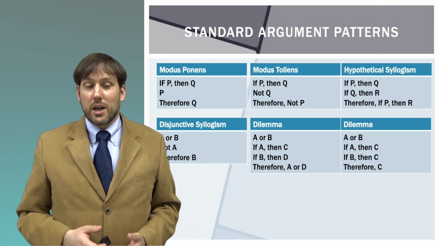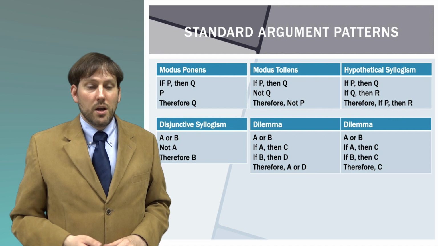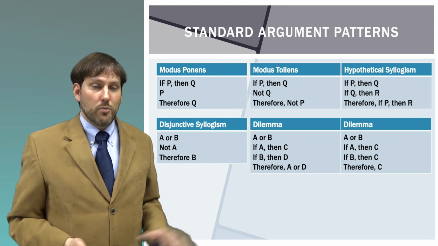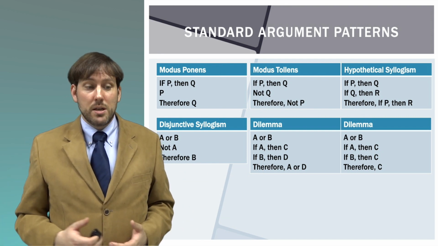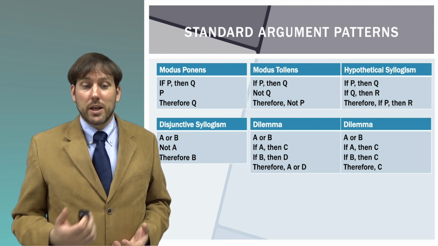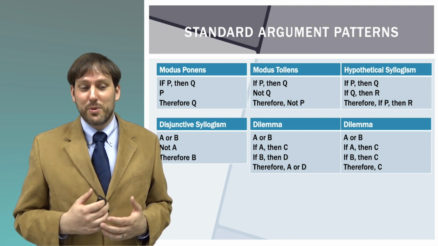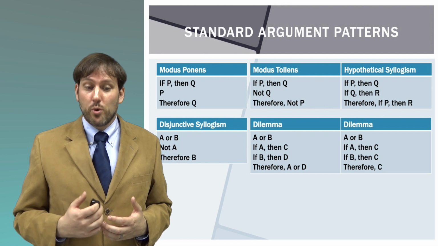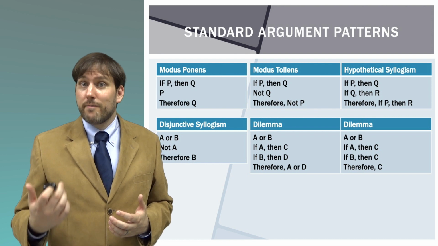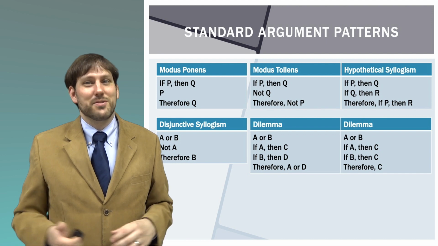So we also had some standard argument patterns. We had modus ponens, which is if P then Q, P, therefore Q. Modus tollens, which is if P then Q, not Q, therefore not P. We also had disjunctive syllogism: A or B, not A, therefore B. We had hypothetical syllogism: if P then Q, if Q then R, therefore if P then R. Finally, we had dilemma: A or B, if A then C, if B then D, therefore C or D. Or in another form: A or B, if A then C, if B then C, therefore C. Actually, in longer form, therefore C or C, but C or C is the same thing as C.